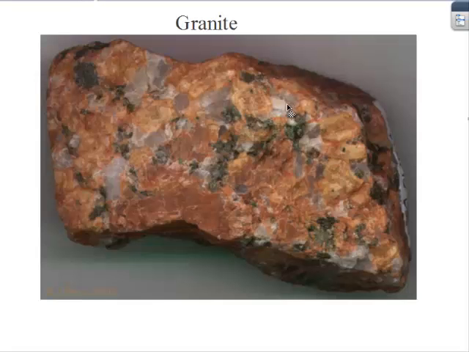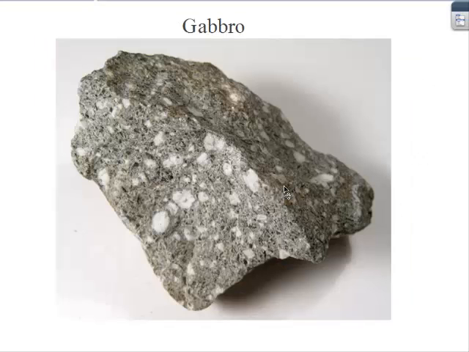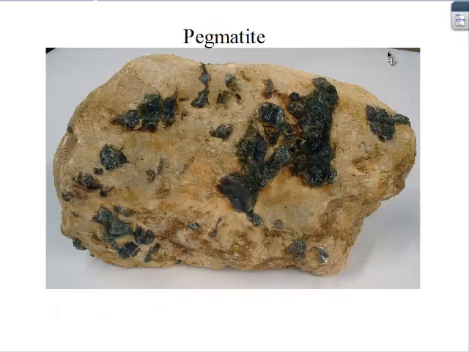Let's look at some examples of plutonic igneous rocks. We have granite. You can see the crystals in green color here with your naked eyes. Secondly, we can have gabbro, and here too you can see the crystals. And finally, we have the pegmatite. With the pegmatite, you can see the crystals in very large proportion. So these are some examples of plutonic igneous rocks.